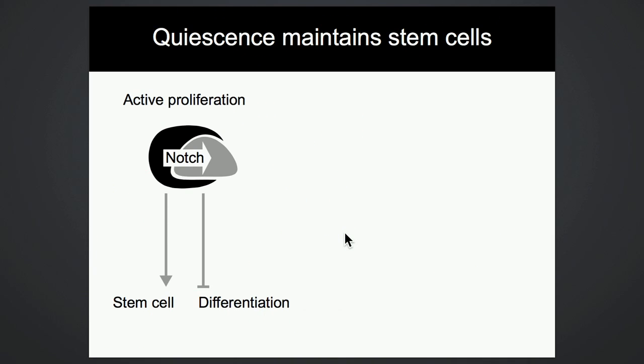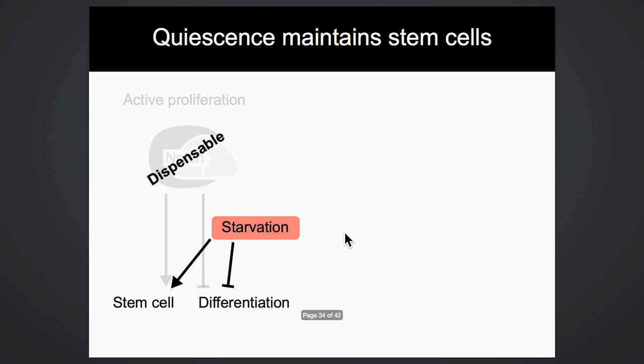So we conclude that under conditions of active proliferation, although Notch signaling is required for stem cell maintenance and required for preventing differentiation, starvation can stand in for the requirement for Notch signaling and thus renders Notch signaling dispensable.